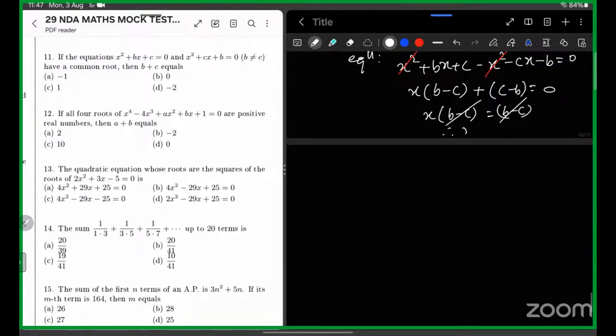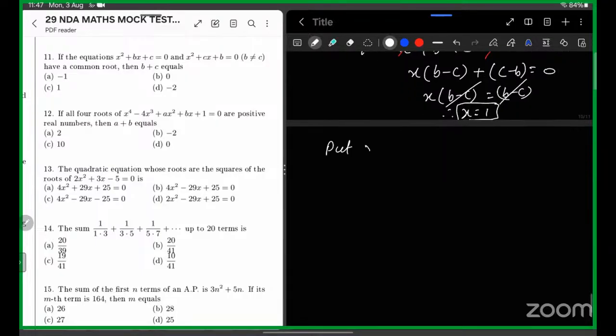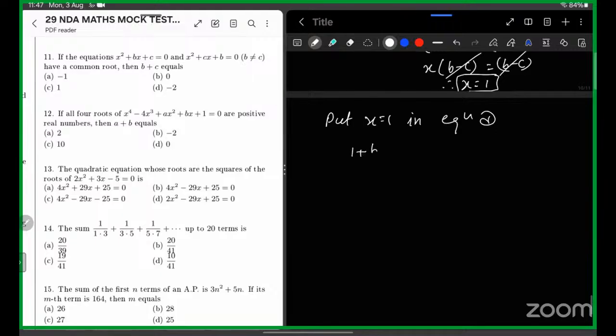So you got here x is equal to 1. So its one root is this. Then they are asking b plus c. You put x is equal to 1 in equation number 1. So you are going to get 1 plus b plus c equal to 0. This implies b plus c equal to minus 1.